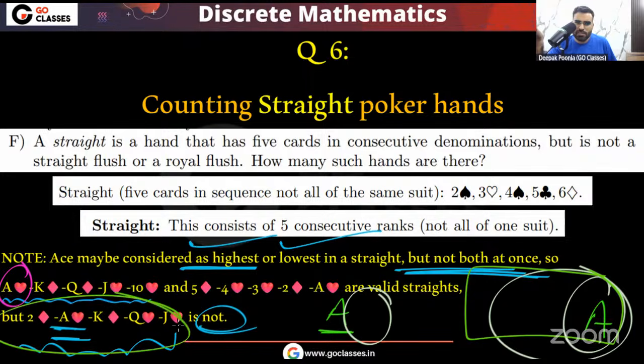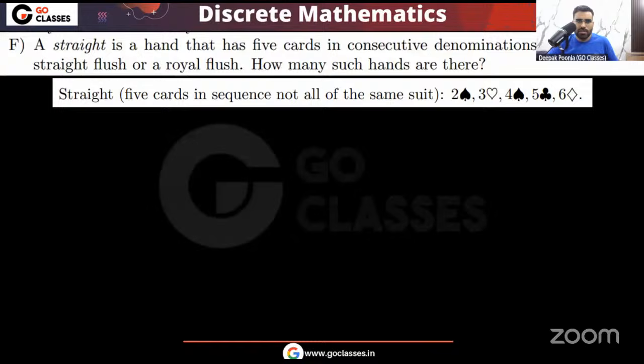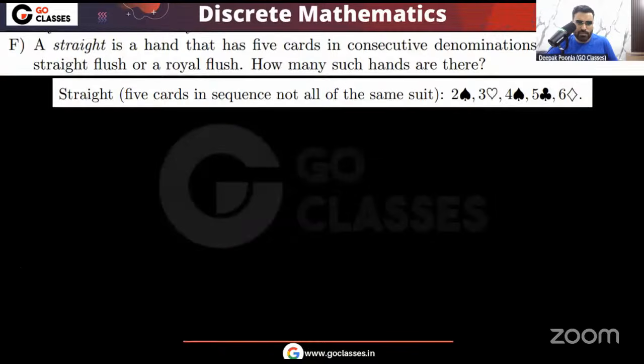Okay, for example, in this example, ace is highest also, lowest also at the same time. This is invalid. Okay, I hope you understood. If you did not understand, don't worry, I will explain what this statement means related to straights. So let's see what is the number of straight poker hands. Basically what this statement means, in simple words, let me tell you.